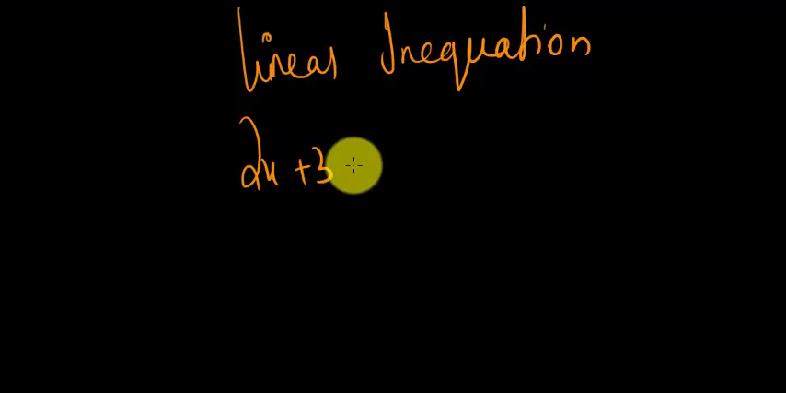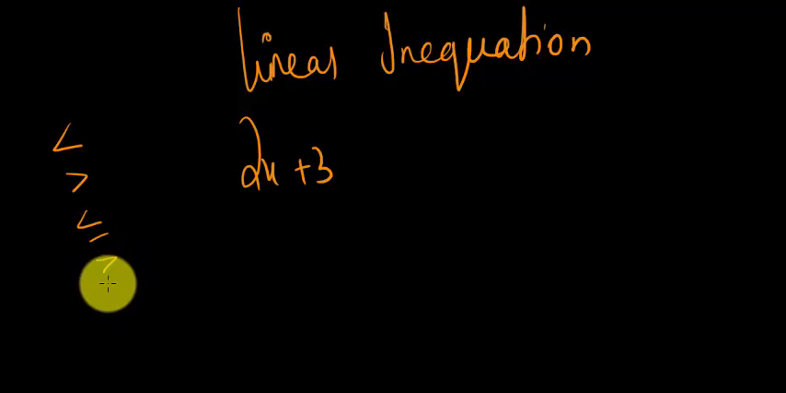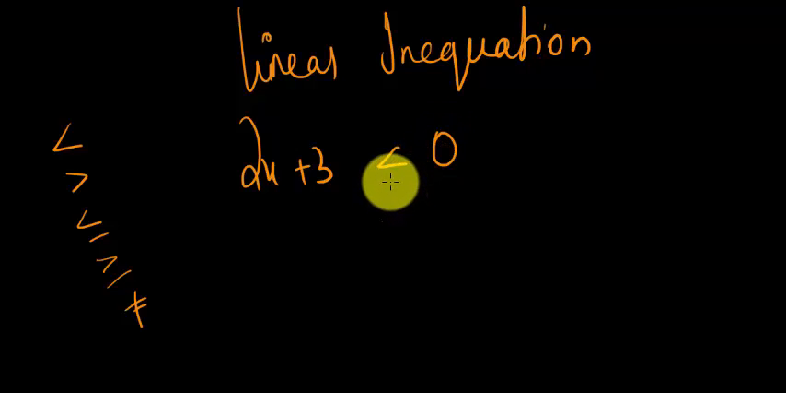It is a linear expression, something like 2x plus 3, but it is not equated to a value. Rather, any one of the inequation signs has been used, like less than, greater than, less than or equal to, greater than or equal to, not equal to, any one of these. Then what I get is a linear inequation.